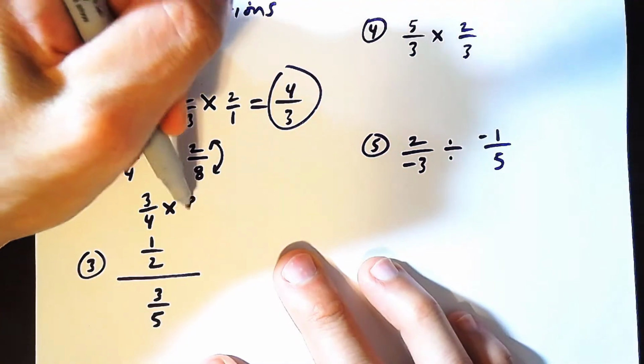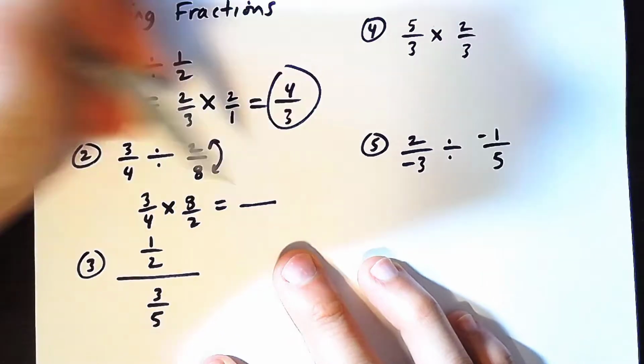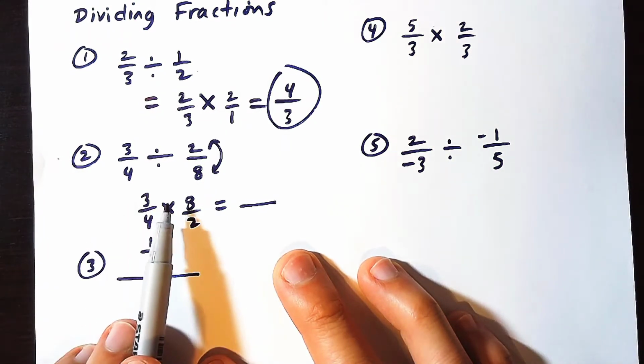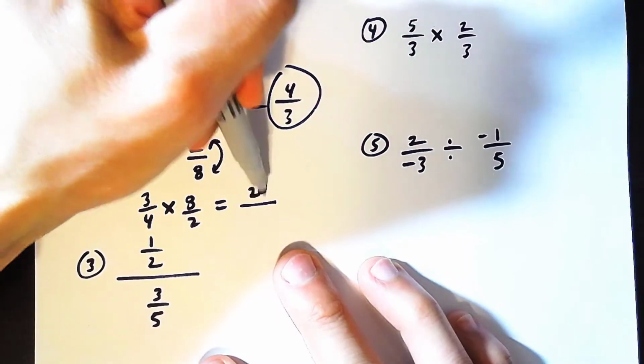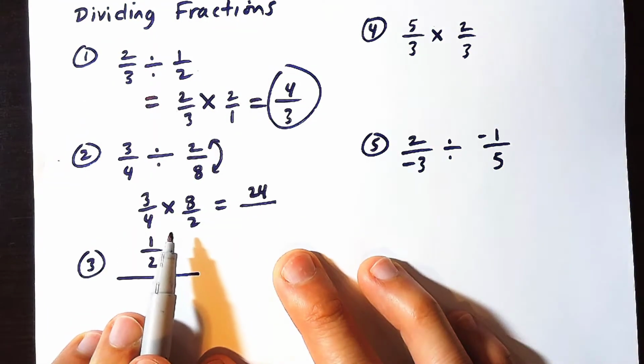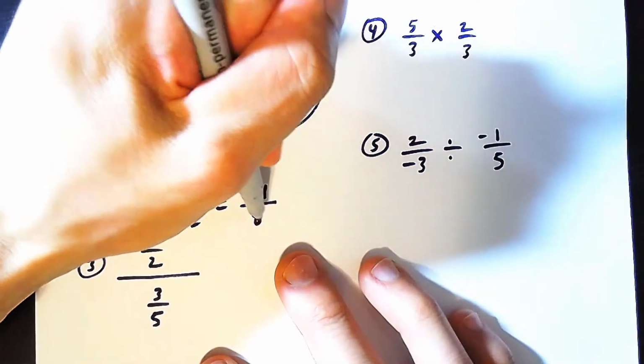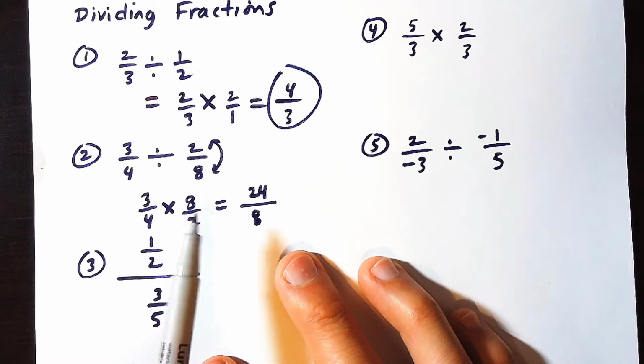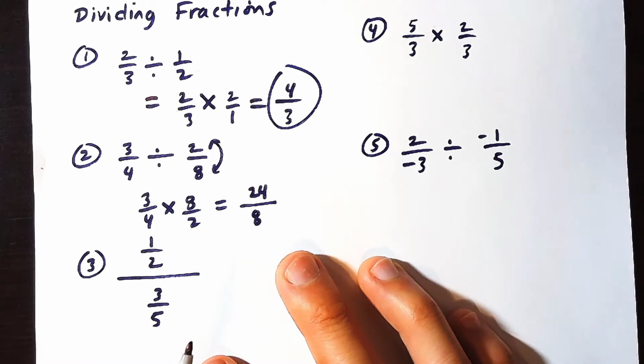So this becomes 8 over 2. And now we simply multiply across. 3 times 8 is 24. And 4 times 2 is 8. If you really wanted to, you could have said 8 divided by 2 is 4 over 1, or you could even say 4. 8 divided by 2 is 4, and then you could have multiplied that way as well. That probably would have been easier.